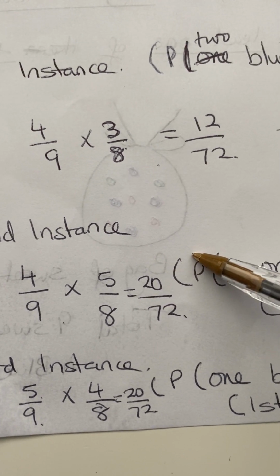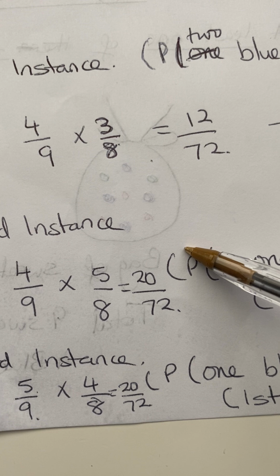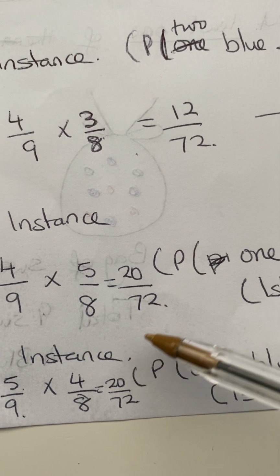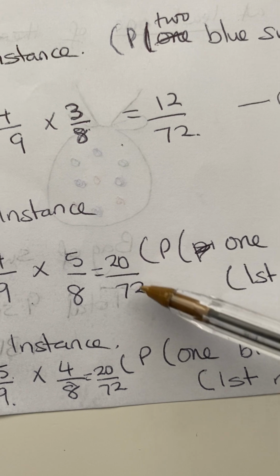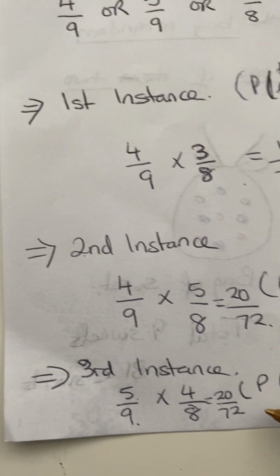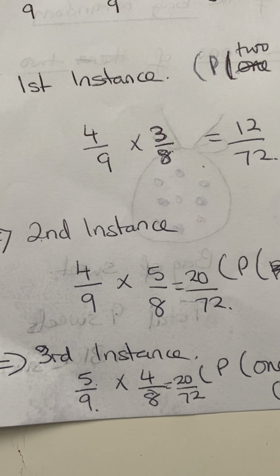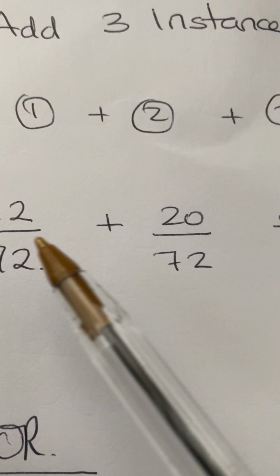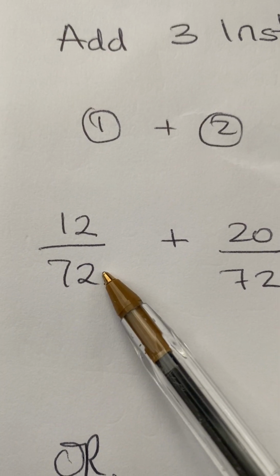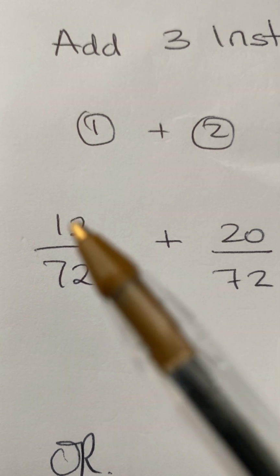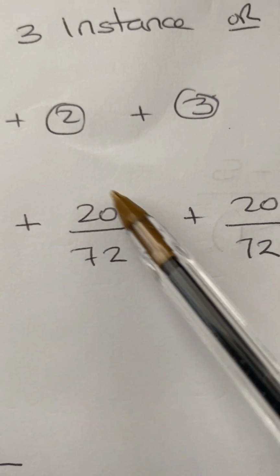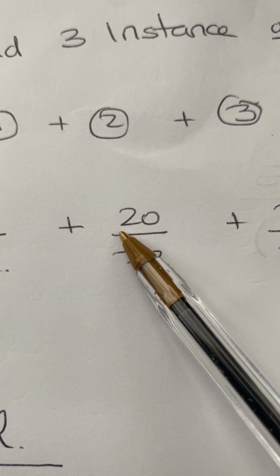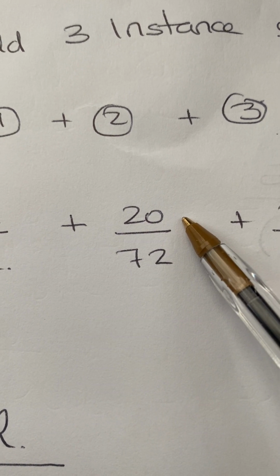First blue, second non-blue, and then first non-blue, second blue. So 20/72 and then 20/72, because I'm picking twice. So now if I add all those 3 instances: first pick blue, second pick blue. Another instance, first pick blue, second pick non-blue.